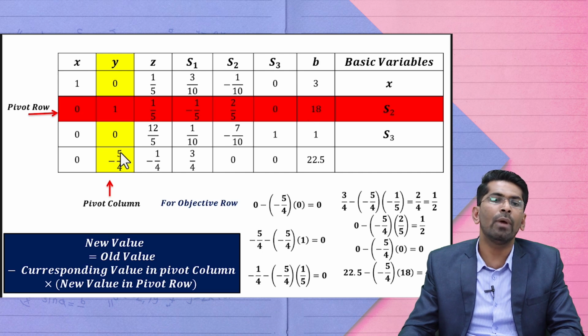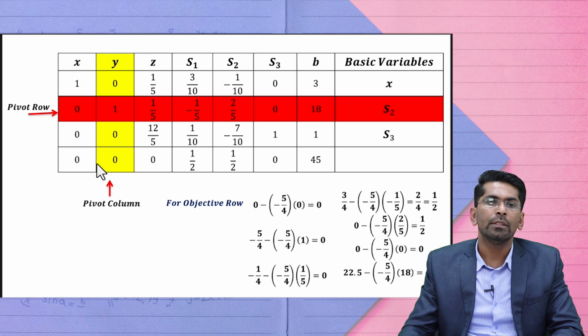Now the old values in the objective row we are going to replace by using the new calculated values. So it will become 0, 0, 0, 1 by 2, 1 by 2, 0 and 45.